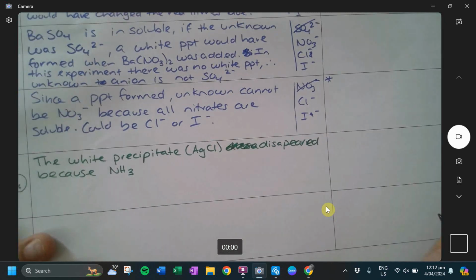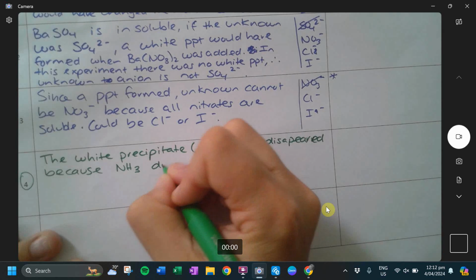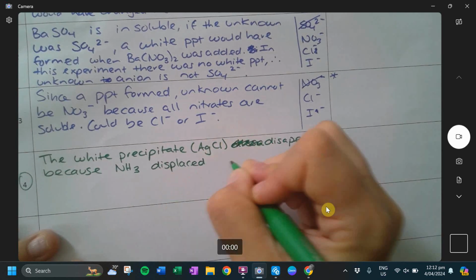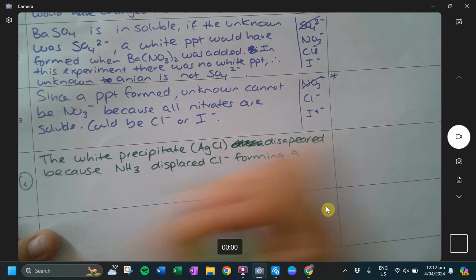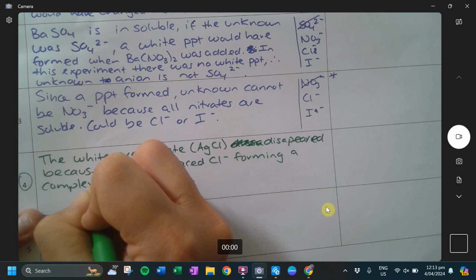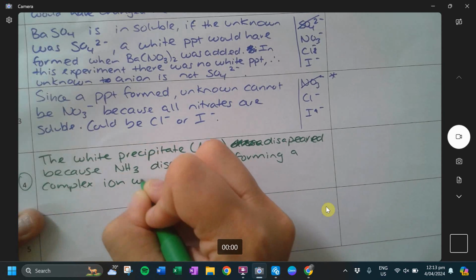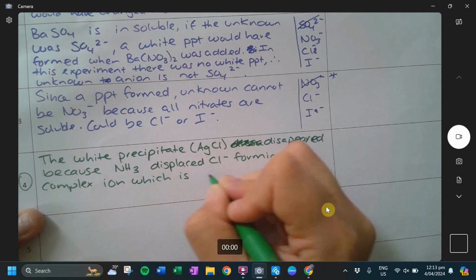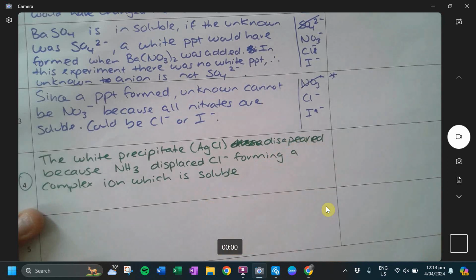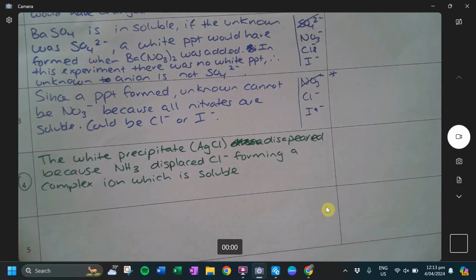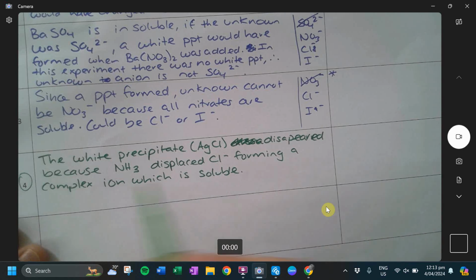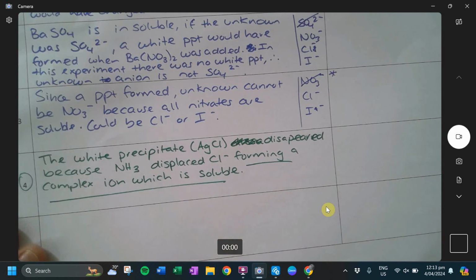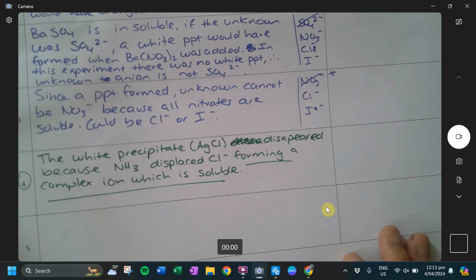They spell disappeared, right? Because, okay, displaced. So I said the white precipitate silver chloride disappeared because ammonia displaced the chloride, forming a complex ion which is soluble. The main thing to be mindful of that I'm looking for is that you understand a forming complex ion which is soluble. Are we good with that?